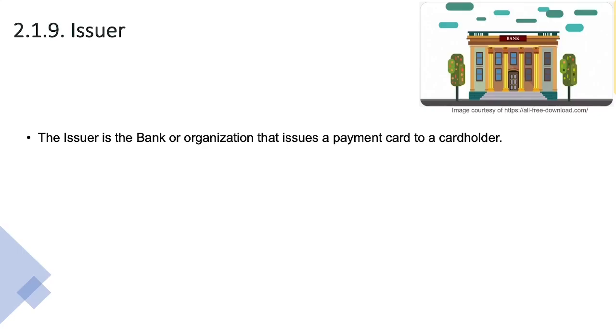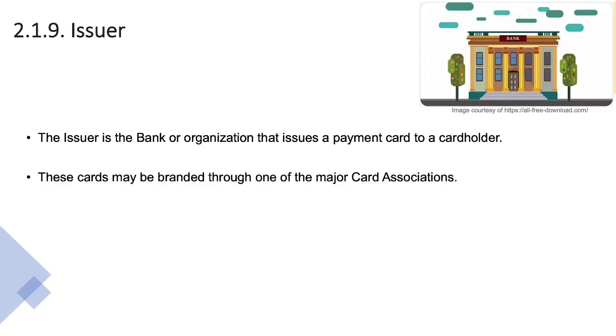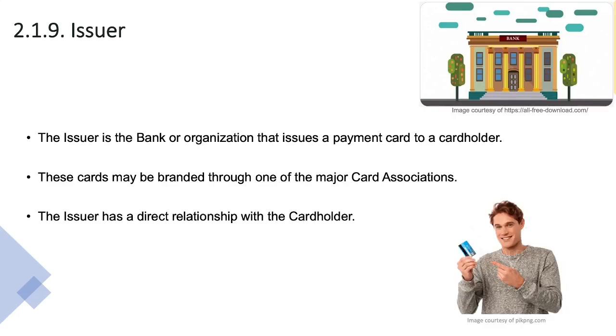Let's talk about issuers. So who or what is an issuer? The issuer is the bank or organization that issues a payment card to a cardholder. These cards may be branded through one of the major card associations, and what it means is, on a card issued by Bank ABC, you'd see the Bank ABC logo somewhere on the face of the card. But what you will also see, let's assume that it's a Visa card, is the Visa branding on the card as well. The important thing that you need to understand is that the issuer has a direct relationship with the cardholder.